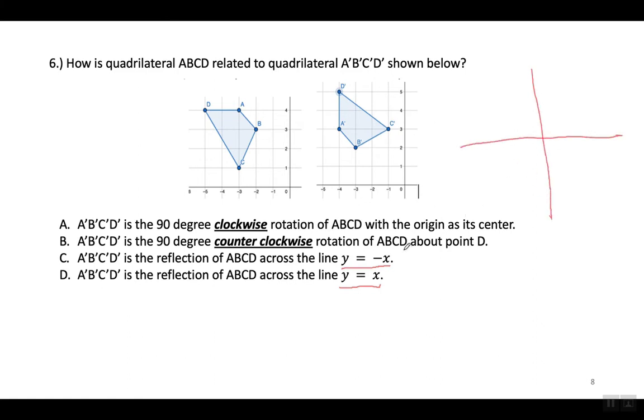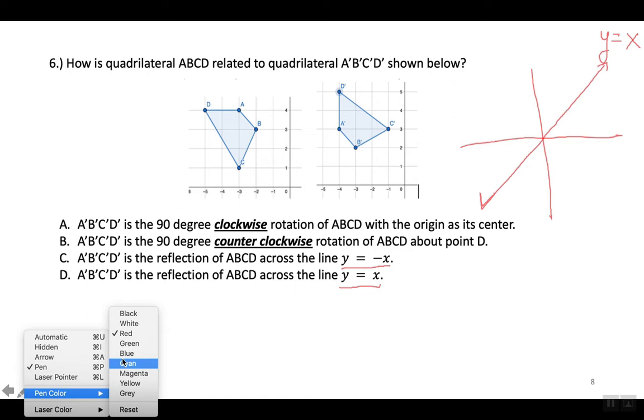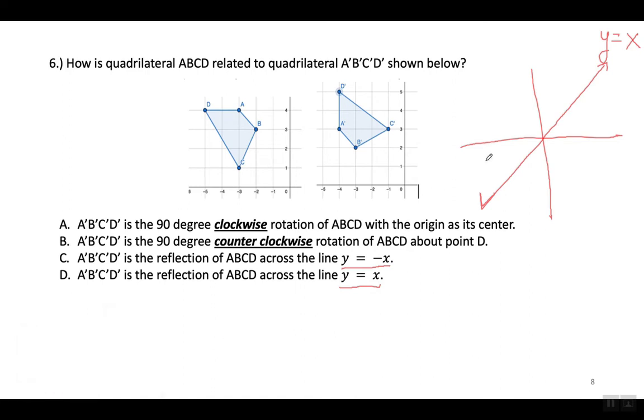The line y equals... Let me draw this real quick. That line is y equals x. And let me put in blue the other one, in case people forgot. You should have this memorized, right? Because it's easy to memorize. That line right there is y equals negative x. Okay? You need to have that memorized.